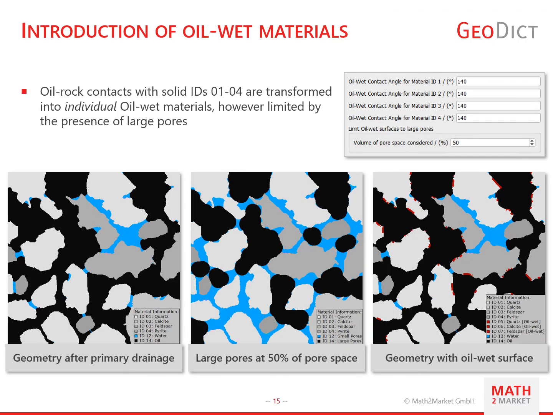The alteration of water-wet into oil-wet surfaces after the primary drainage is shown in this slide. This alteration is done in a special post-processing step, where water-wet grain surfaces are transformed into oil-wet surfaces, but in large pores only, and only where oil is in contact with a grain surface. This results in a structure that you can see on the bottom right side, with water-wet surfaces in gray and oil-wet surfaces in red.